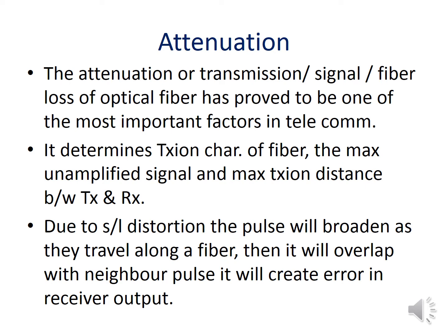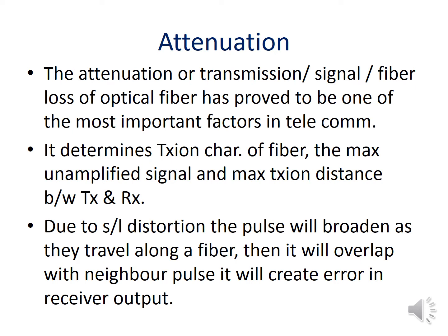In optical fiber, the signal transmitting through the fiber is degraded by two mechanisms. One is attenuation and the other is dispersion. Both of these mechanisms are important in determining the transmission characteristics of the fiber at the operating wavelength. Transmission or fiber loss of optical fiber proves to be one of the most important factors in a telecommunication system. So when a signal is attenuated, there will be a fiber signal loss.